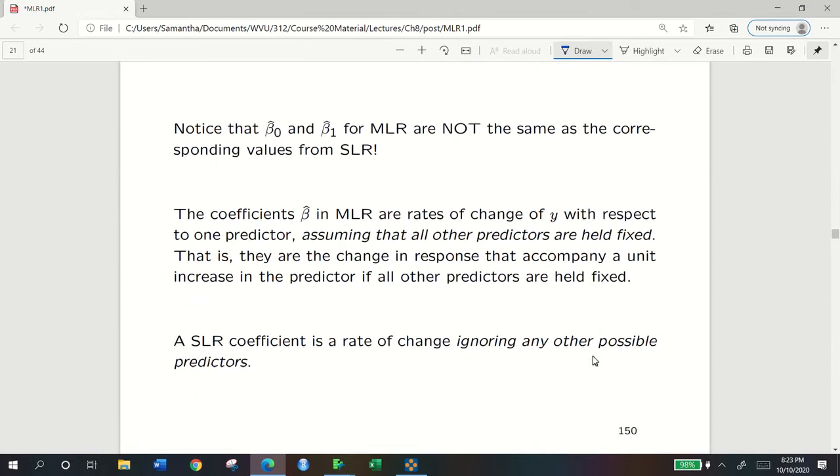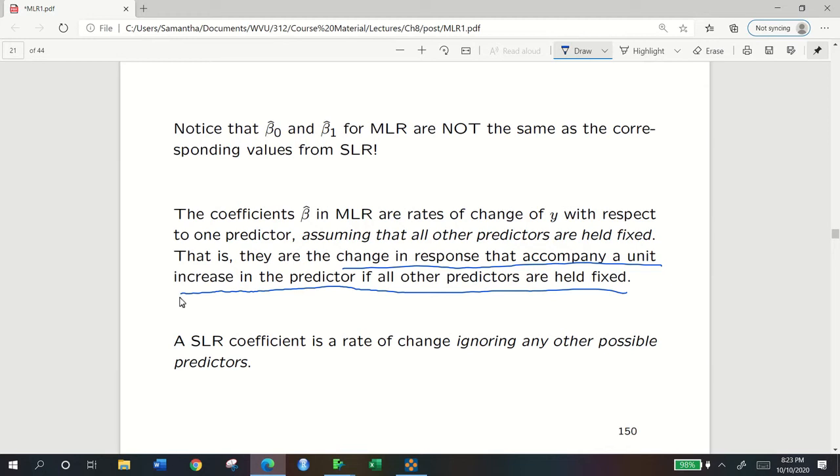So one thing you may have noticed looking at our parameter estimates is that the beta naught hat and beta 1 hat for our multilinear regression model were not the same values as they were for simple linear regression. We just need to be aware that the coefficients beta hat in multilinear regression are rates of change of y with respect to one predictor, assuming that all other predictors are held fixed. That is, it's the change in response that accompanies a unit increase in the predictor if all other predictors are held fixed.